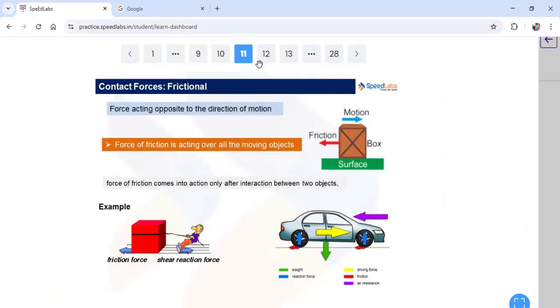You can see here, this person trying to pull this box, so frictional force will be in what direction? Left direction, if the box is moving in the right direction. Same thing here, see, children. Okay, this car, whenever it is moving in forward direction, the frictional force will be in the left direction.